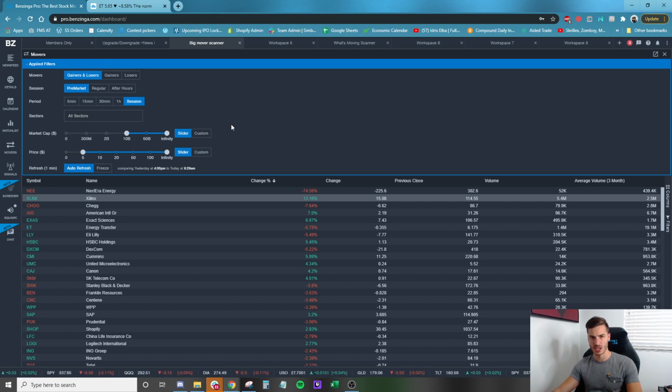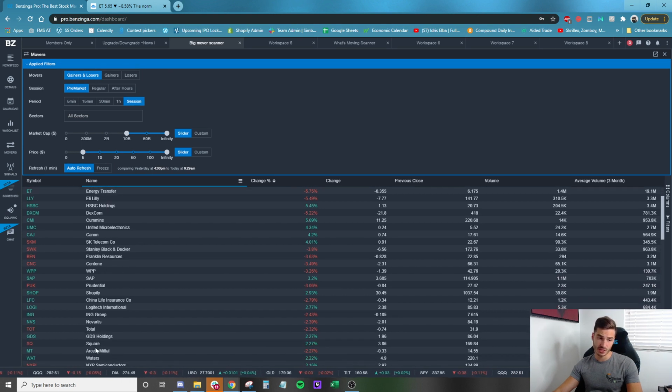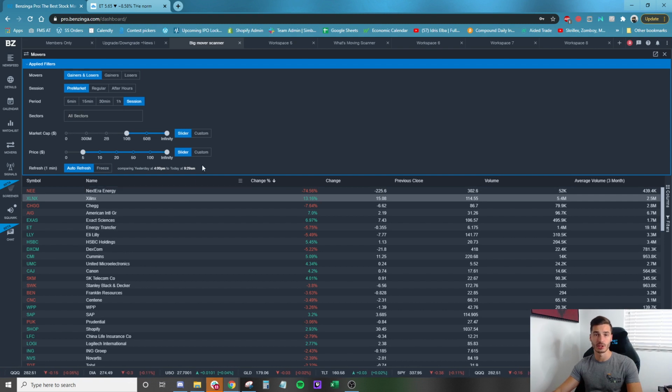This will give us access to companies like Apple, Shopify, you can see here, Chegg, Prudential. These are just some of the movers today. Square, right? So a lot of names that we all know and love.